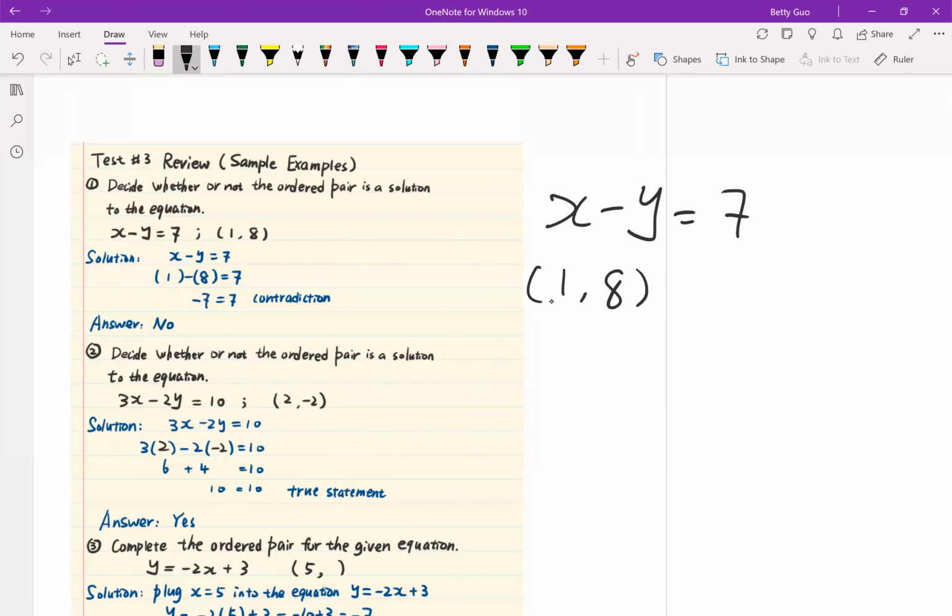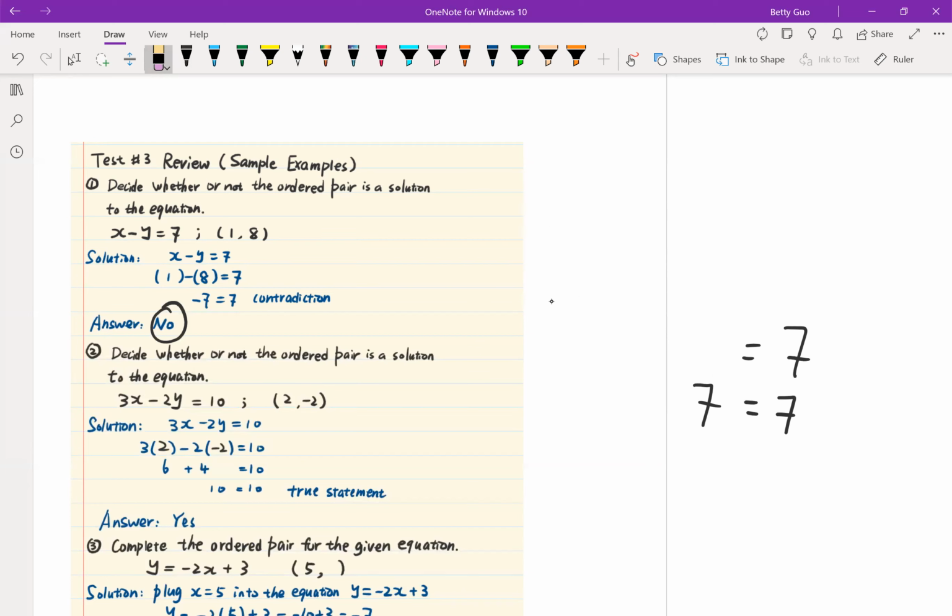So we are going to plug in the first component, substitute for variable x. The second component is for y. 1 minus 8 gives negative 7. Negative 7 equals 7 is a false statement. So (1, 8) here is not a solution of the equation.